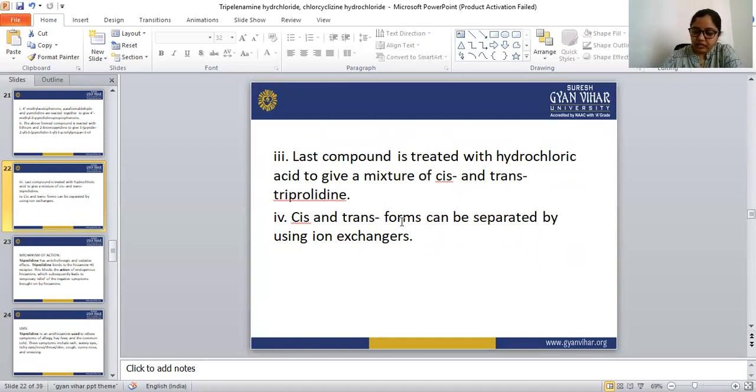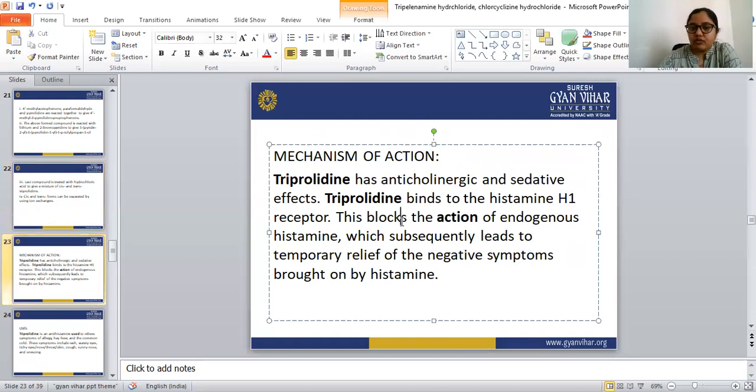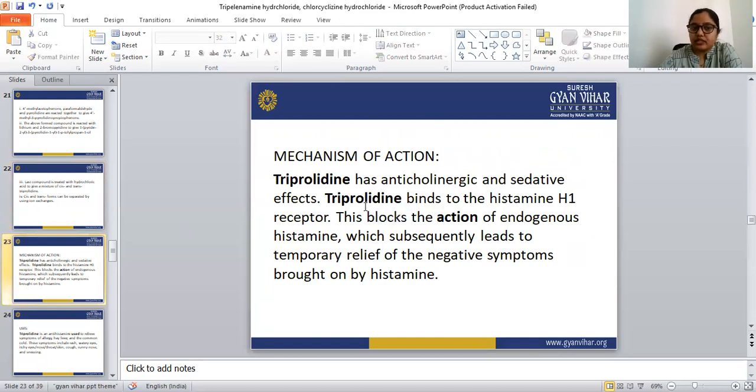Let's see the mechanism of action of triprolidine. Triprolidine has anticholinergic and sedative effects. Triprolidine binds to the histamine H1 receptor.